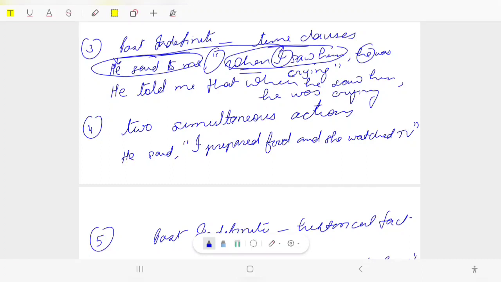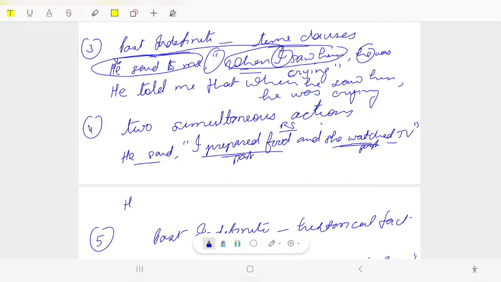He said, I prepared food and she watched TV. Prepared food, past tense, past indefinite. She watched TV, past indefinite. And he said, this is past tense. So as per rule, the tense of RS should change. But this will also not be changed because here two activities are there. One is I prepared food and the second one is she watched TV. Both are simultaneous activities. So in this case, we do not change the tense of RS.